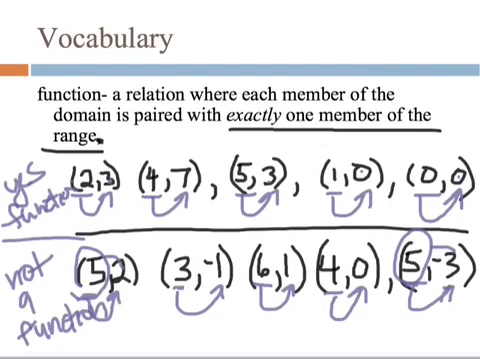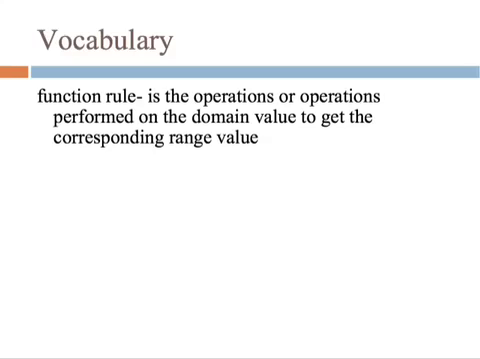All right? So oftentimes our functions have rules associated with them, and so we'll take a look at an example. So a function rule is the operation or operations performed on the domain value to get the corresponding range value. So let's take a look at an example.